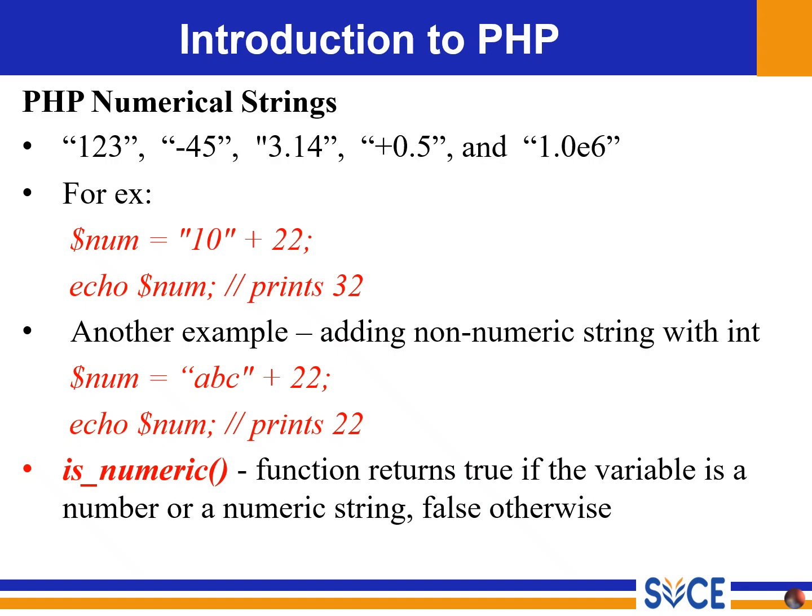Then, the is_numeric function checks whether a variable is a number or a numeric string. This function returns true if the variable is a number or a numeric string. Otherwise, it returns false.